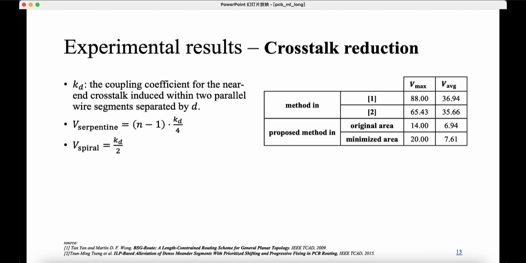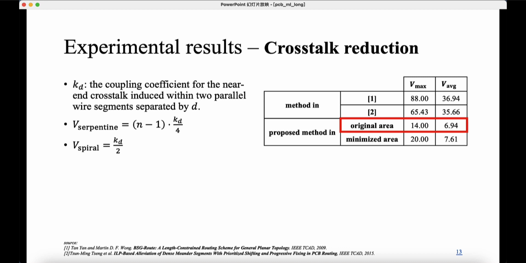The calculation results are presented in the table, where Vmax and Vaverage denote the maximum and average crosstalk magnitude among 36 wires, respectively. Observing the magnitudes of the accumulated crosstalk for the results in 1 and 2 indicates that by enlarging the separation between parallel wire segments, the accumulated crosstalk is effectively alleviated using the method in 2. As for the proposed method, our method significantly decreases the maximum and average magnitudes of the crosstalk noise while routing in the original routing area.